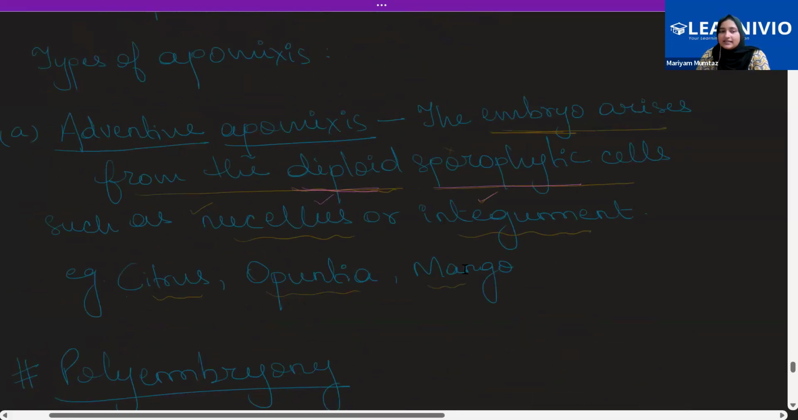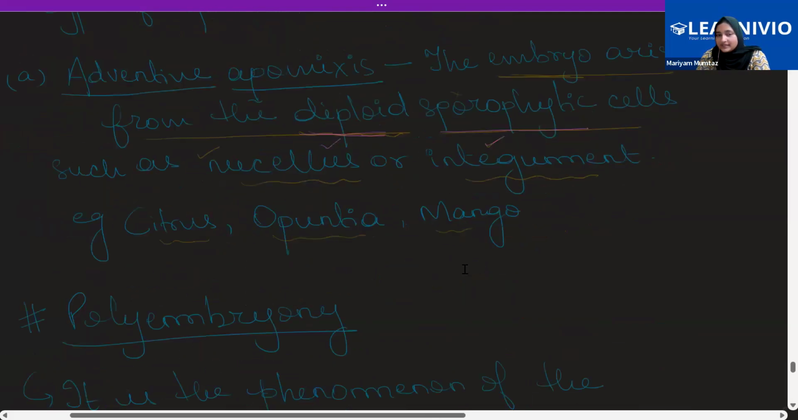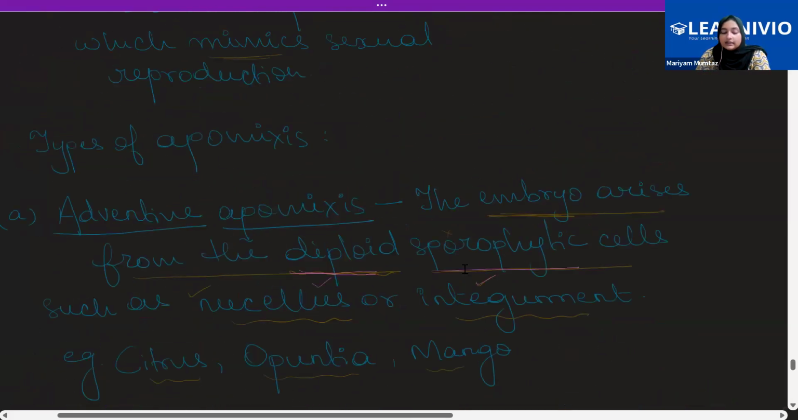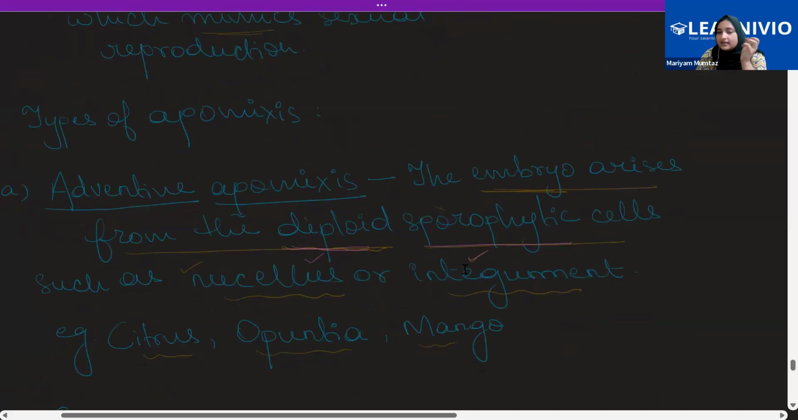Now, apomixis is of various types such as adventive apomixis. Here, the embryo is going to develop from the sporophytic cell, which is diploid in nature, meaning nucellus, integument, that is going to form the seed instead of the egg fertilized like embryo and stuff forming the seed. So we call it adventive apomixis, which is found usually in citrus, opuntia, and mango.